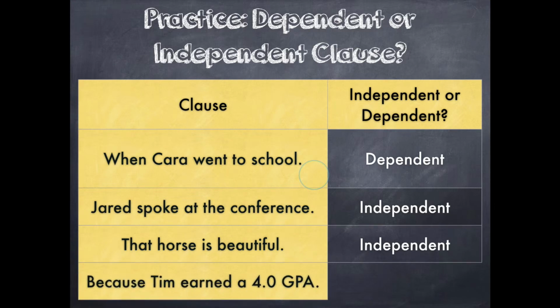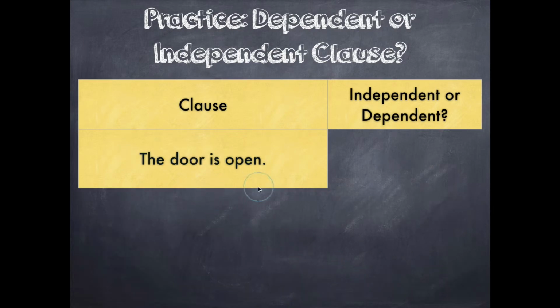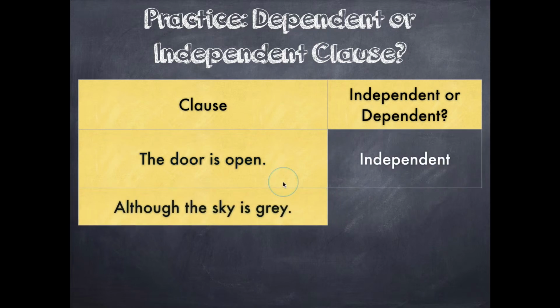Because Tim earned a 4.0 GPA, okay, because he did this, now what? Did he get a scholarship? Did he get an award? It's leaving off information, so you know that it is dependent. The door is open. It expresses a complete thought, so it's independent. Although the sky is gray, what? Tell me more. This is dependent.